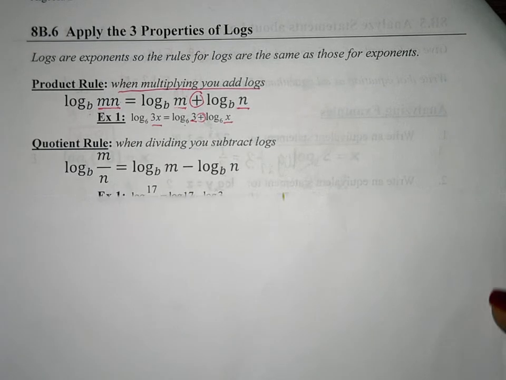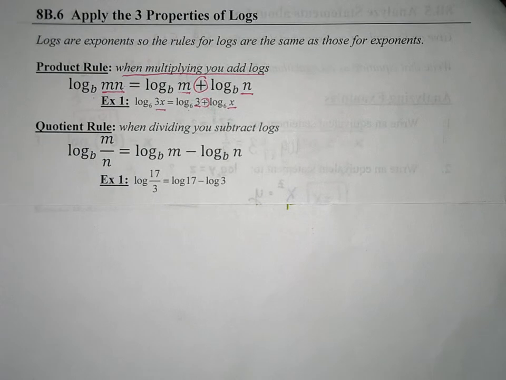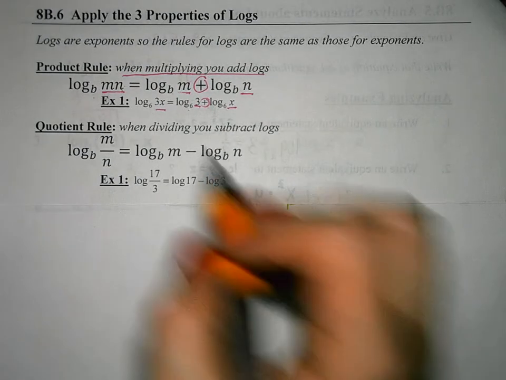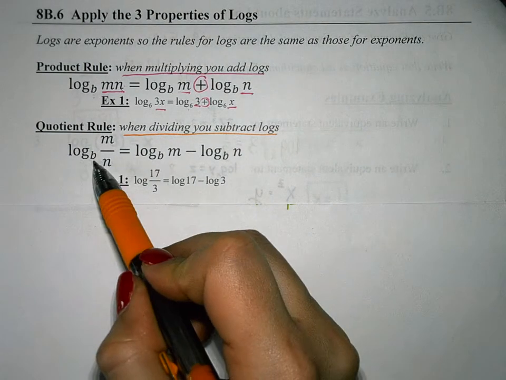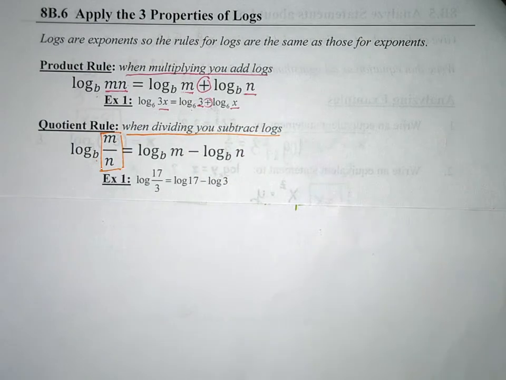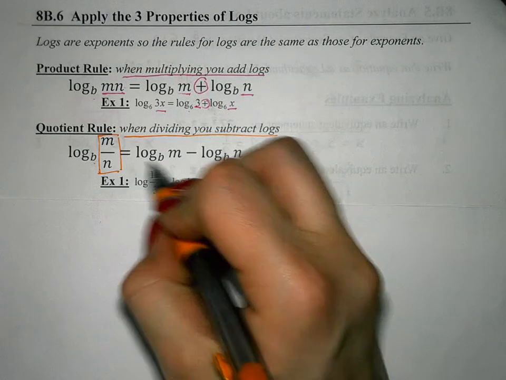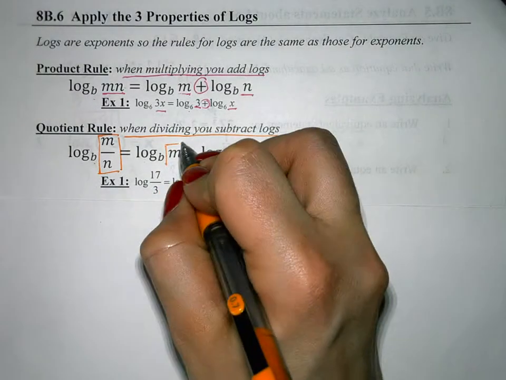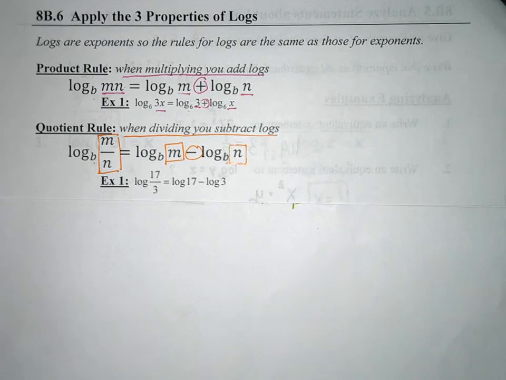So the second rule is the quotient rule. With exponents, when you are dividing, you subtract the exponents. And so the same thing is true with logs. If I have log base b of m over n, I can break that up into log base b of m minus log base b of n. So I can break it up into two logs that are being subtracted.